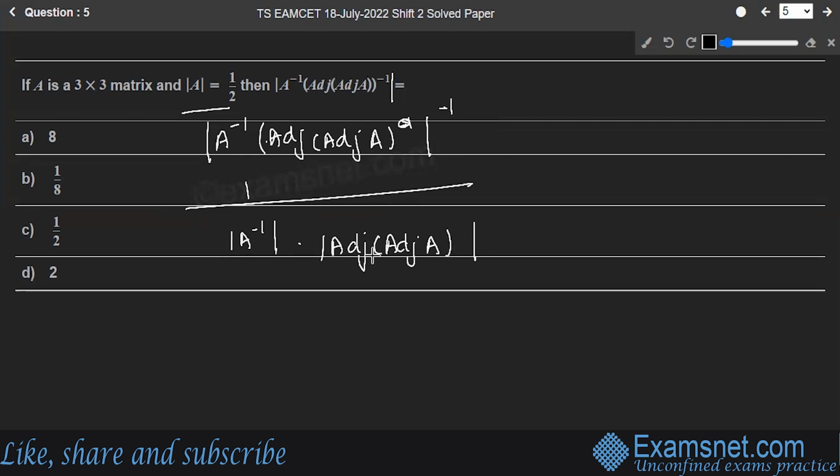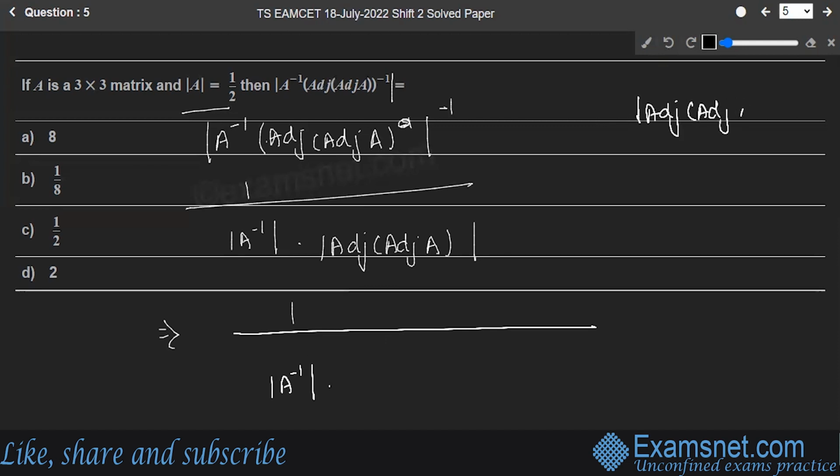Yes, right. So now this can be further written as this will be 1 upon determinant of A inverse into adjoint of A determinant. There's a formula for this, right? Give me a minute. So if this is an n by n matrix, then the formula for this is given by determinant of adjoint of A is determinant of A raised to power n square minus 2n plus 1. Okay. So now I'll fill in the formula for this.